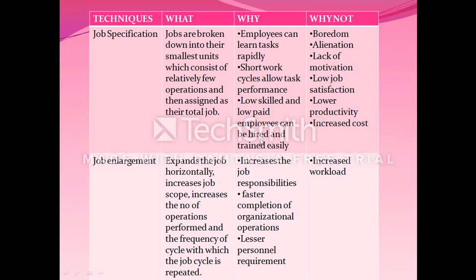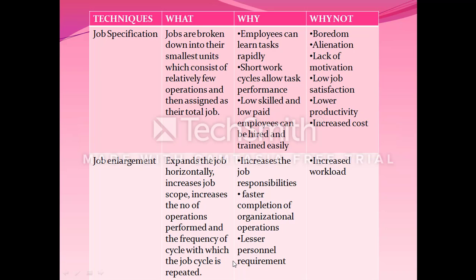So now next is job enlargement. Those who have actually done the OB session, they know what job enlargement is. See, job enlargement is basically horizontal job loading. You are actually increasing the number of operations that a person has to perform, as well as the job cycles that he has to do. The frequency of the job cycles has increased, so it expands the job horizontally, increases job scope, increases the number of operations performed, and the frequency with which the job cycle is repeated.